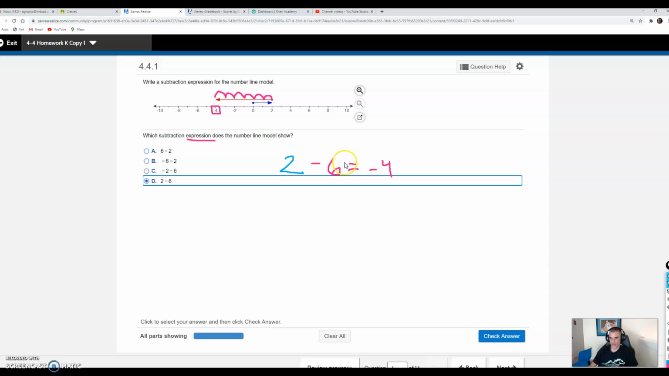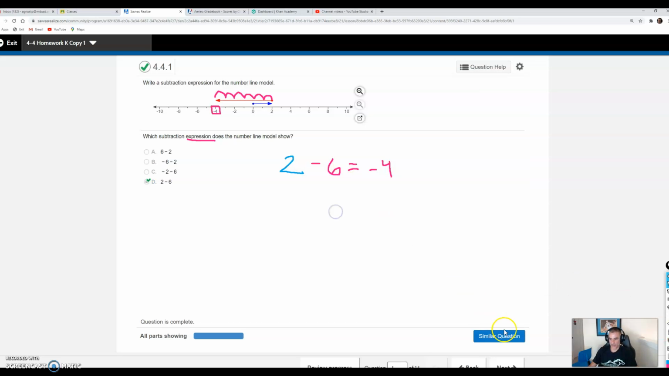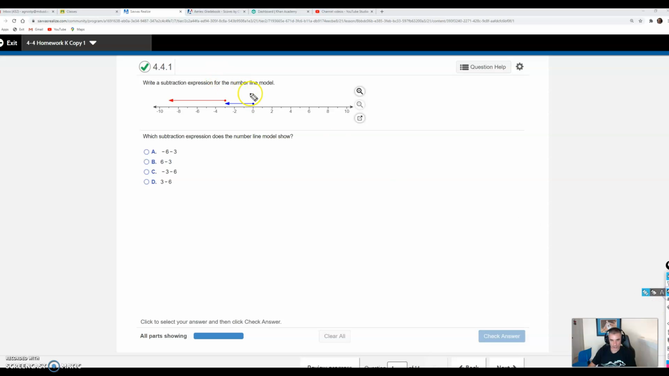If you weren't quite sure what you were doing here, go ahead and hit similar question, and it'll bring up a different problem. Notice how this one looks slightly different. This time, the number that I'm starting with is negative 3. So now my expression is going to have negative 3. And then I'm moving to the left 1, 2, 3, 4, 5, 6 units.